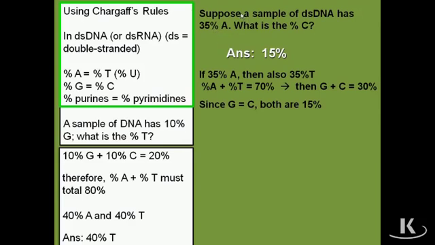Once again, if 35% are A, then also you can surmise that 35% are T. Together, 35 plus 35% is 70%. So what's left over? 100 minus 70 is 30%. 30% are G's and C's, and G's equal C's, according to Chargaff's rules over here. So if you divide that in half, you're going to get 15%.